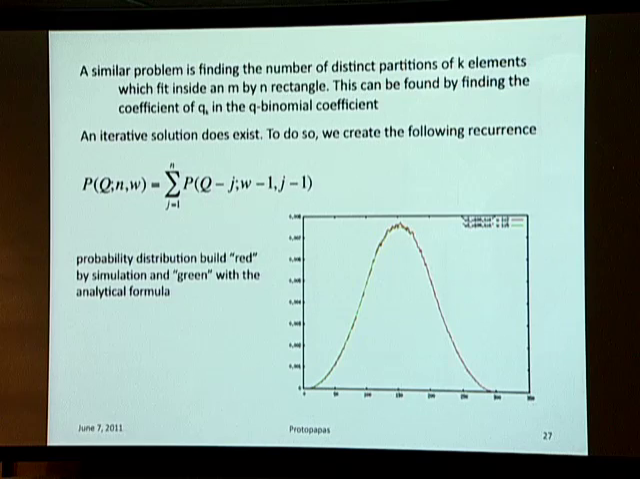You can see here the green and the red, because the green is what we calculated, and the red is by simulating light curves. So I think we got it right. And here, to calculate these q-polynomial coefficients, you use dynamic programming again, because they're expensive to calculate, but using dynamic programming, you can calculate them. So this is on synthetic light curves.